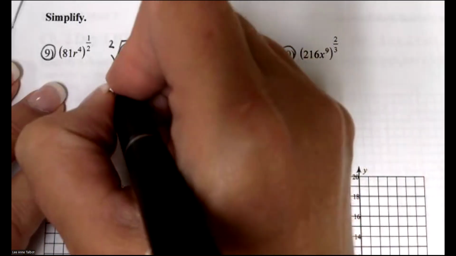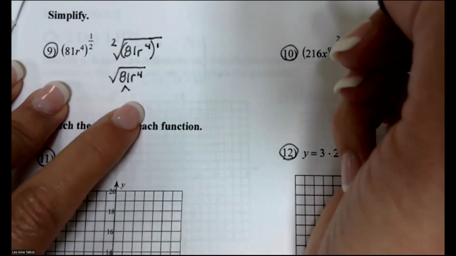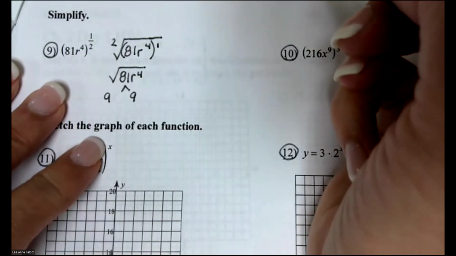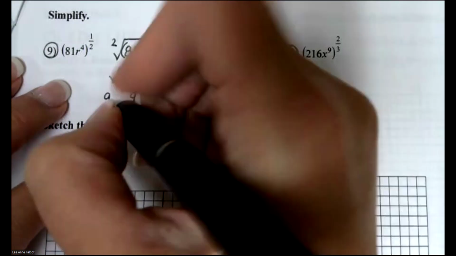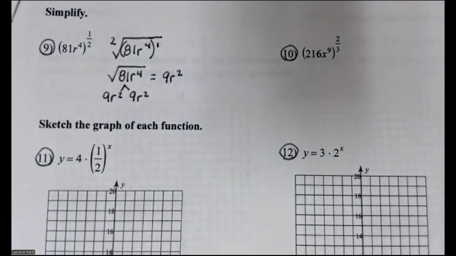Okay. Now, because it's a square root, make 2 branches off. And what times what is 81? 9 and 9. Okay, great. And then what times what is r to the fourth? R squared. Great. So the answer is 9r squared.